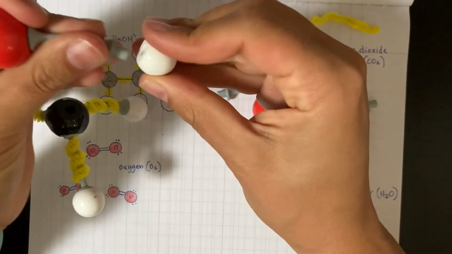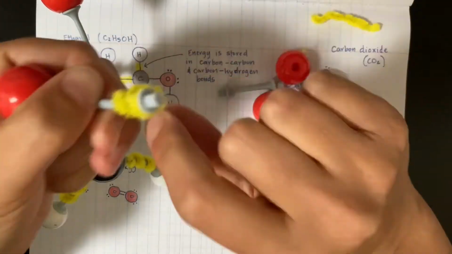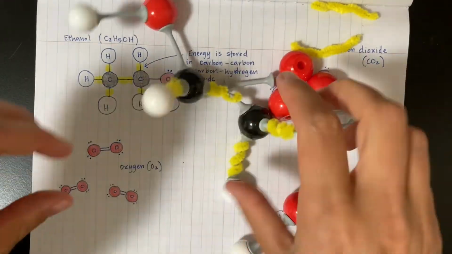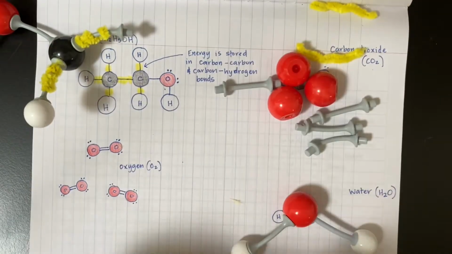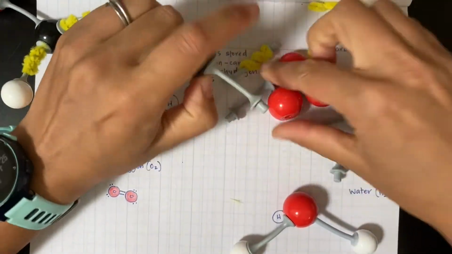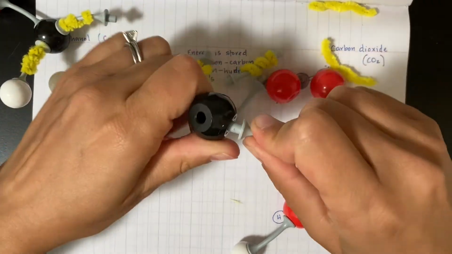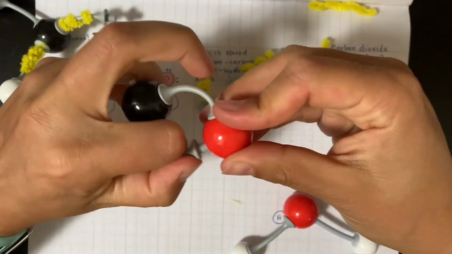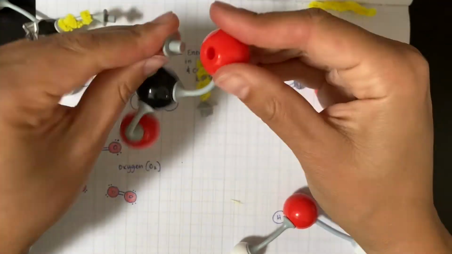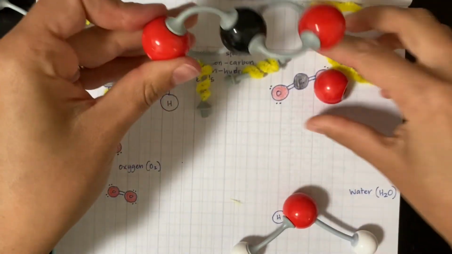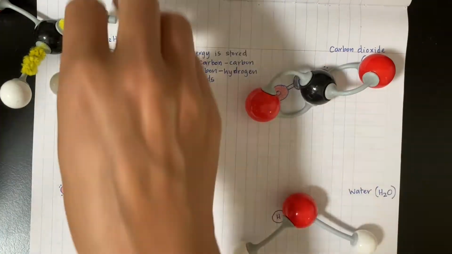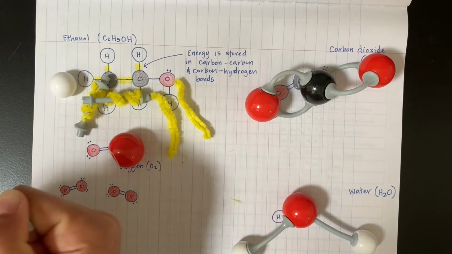So here is a water molecule. It looks kind of like that. My carbon dioxide. It should look a lot like that. So keep building until you've used all of your atoms.